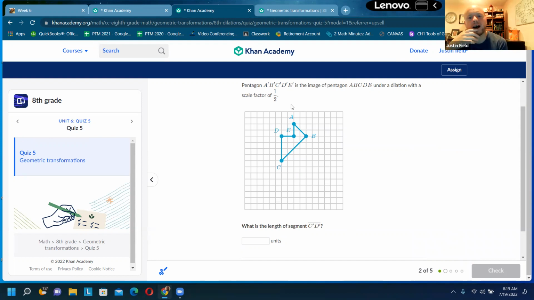Let's see. Pentagon A prime, B prime, C prime, D prime, E prime is the image of pentagon A, B, C, D, E under a dilation with a scale factor 1/2. What is the length of segment C prime, D prime? Okay, so if the image is 1/2 of the pre-image, then it's going to be 1/2 of whatever CD is. So if CD is 4, then C prime, D prime would be 1/2 of 4. 2.